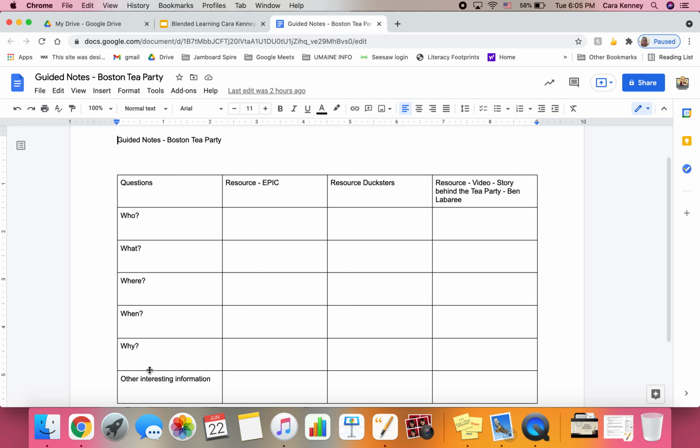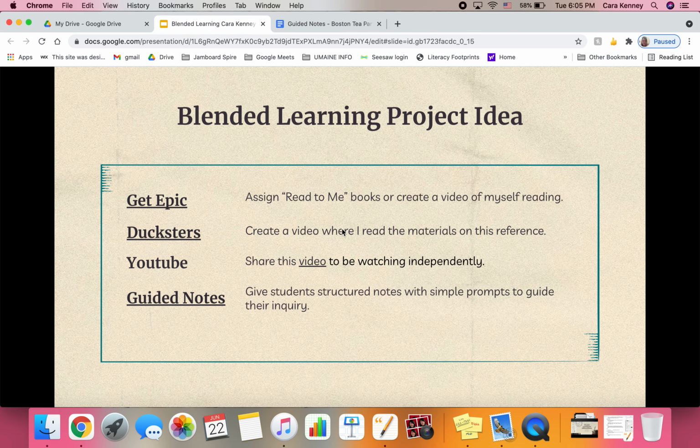And by having this note-taking guide be similar, it's going to take away that anxiety about what they're supposed to do next. So it would just be a simple note-taking form that I would have pre-taught, and then they can fill that in as they are going along.